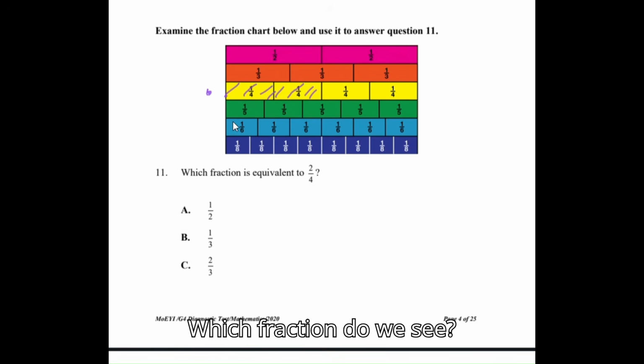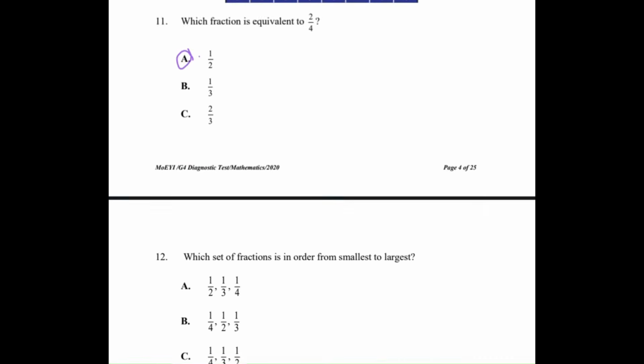Which fraction do we see that is also in the options that's the same size as 2 quarters? So we're seeing a half, and we're also seeing 3/6 and 4/8. But which one of those is one of the options, A, B, or C? Half. So half is our correct answer.